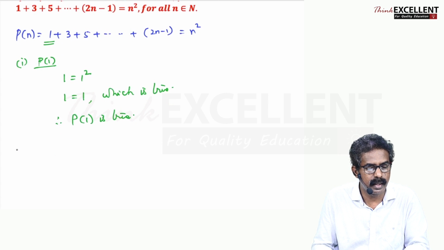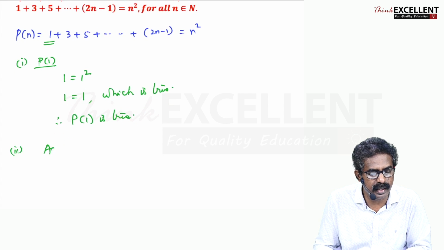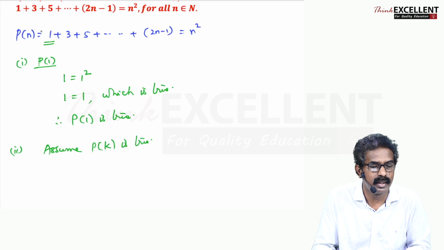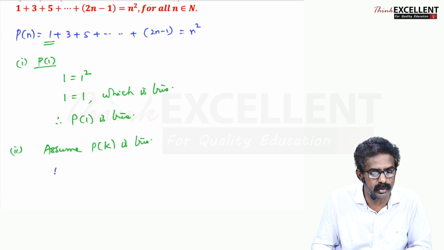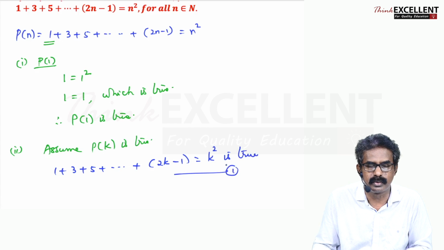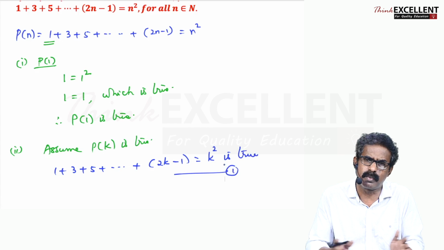What is the second step? Assume P of k is true. So what do you do? Just copy the statement, only instead of n, you put k. Assume P of k is true. So 1 plus 3 plus 5 plus etc. plus 2k minus 1 equal to k square is true. Like that we are assuming, right? Take it as 1. So 2 steps over. First step, second step, anyone can do that.